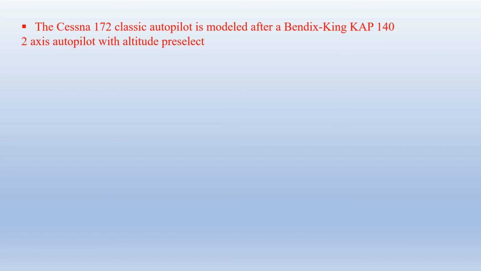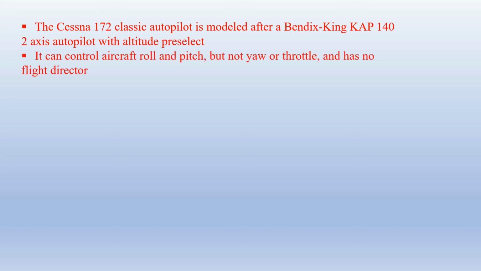Although the model information has been removed on the unit in Flight Simulator, the model is a Bendix King KAP 140 two-axis autopilot with altitude pre-select. By two-axis, it means it can control the aircraft in roll and pitch, but not yaw or throttle, and it has no flight director like is present on the G1000 panels. Although it's not difficult to find a manual for this autopilot on the internet, the manual includes data for a few different models, and many of the features of the real autopilot either don't work in Flight Simulator or they work differently. So you can download the manual, but it may not give you a lot of good information to work with.